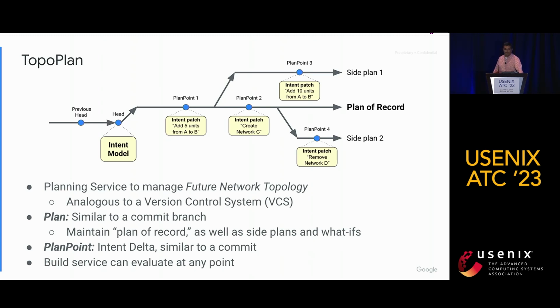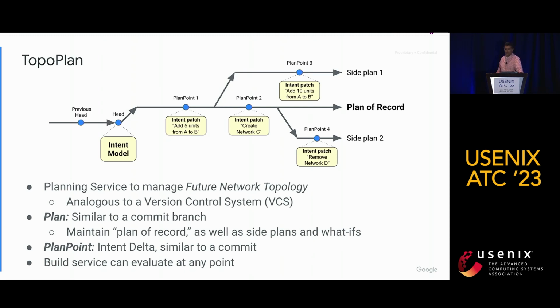We maintain a master plan of record plan, which contains a sequence of changes that are committed, meaning that we have financially committed to these. For example, material orders have already been placed. These are changes that are typically very hard to reverse. Network planners may create arbitrary side plans and what-ifs for provisional evaluation and analysis. And these may be committed to the POR in some cases. Next, we have the concept of a plan point. This is similar to a code commit.